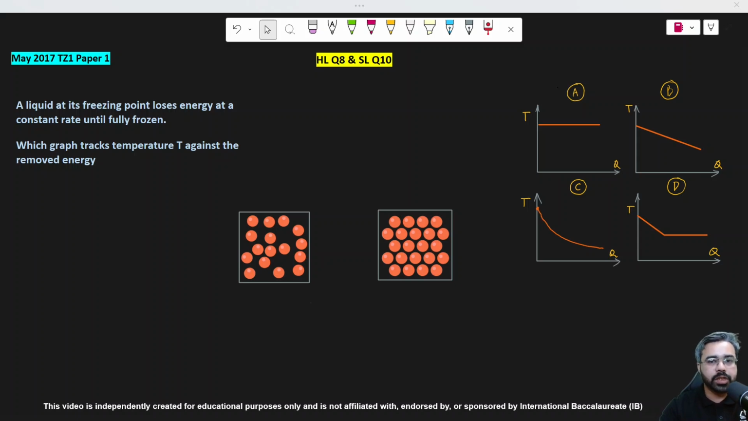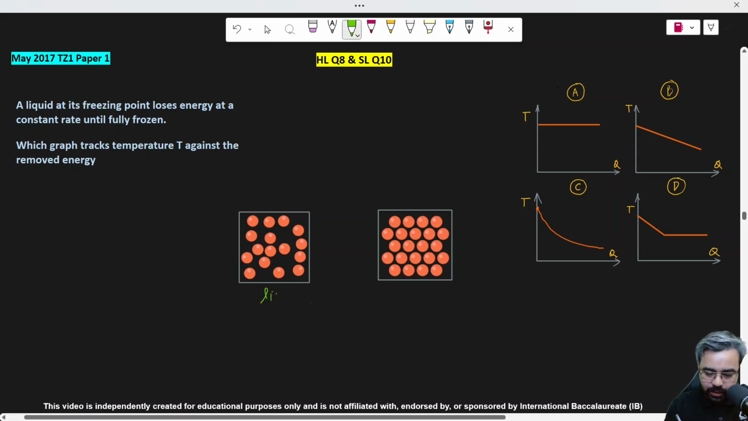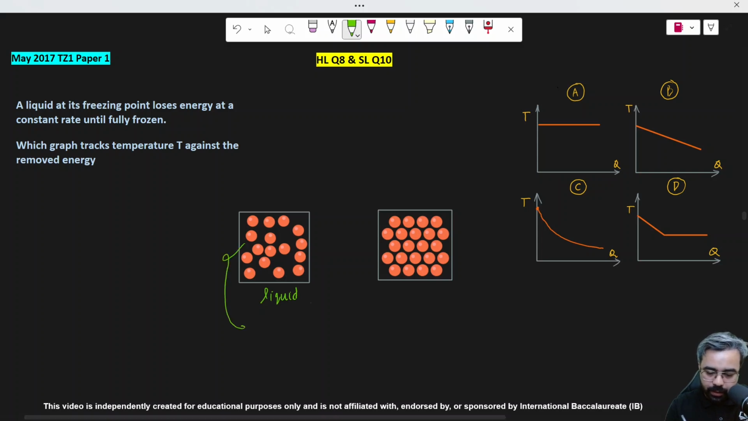Hello. This question is about thermal energy transfer from a liquid. And obviously, you see that this is a liquid. Why? Because inside the liquid, I have shown you intentionally that the molecules have more space between them. So we are going to take heat out of the system so that this liquid will undergo a phase change until it converts into this solid form.